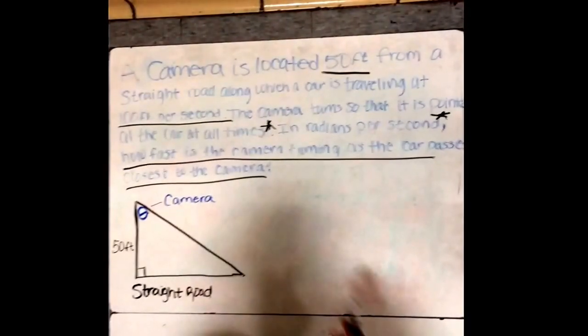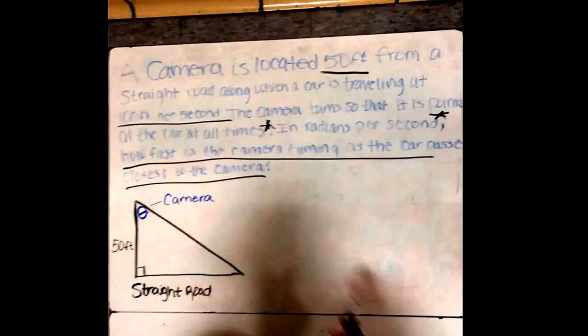So, when solving the problem, we should start by trying to get a visual idea of what's going on. And the best way to illustrate the scenario is to represent the situation with a right triangle in which the base leg consists of a straight road. The other leg is formed from the 50-foot distance between the road and the camera, and the distance between the camera and the car creates the hypotenuse.